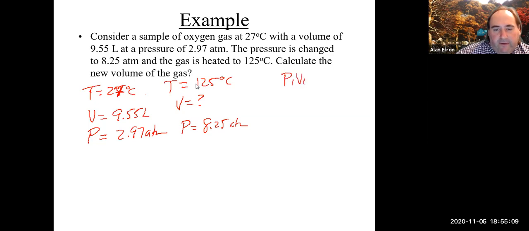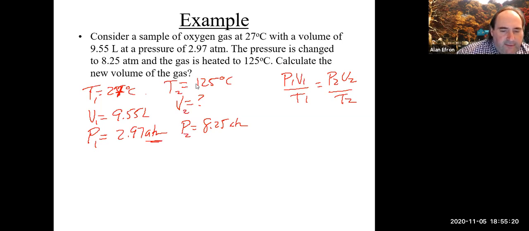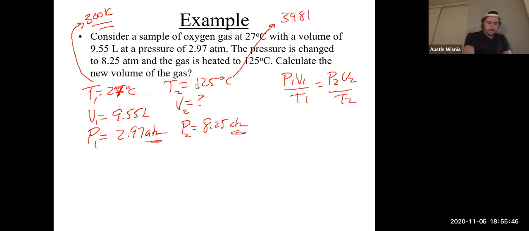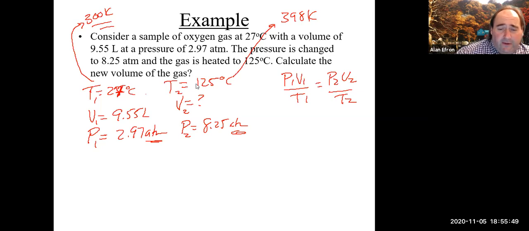Here we can see that we really do have our combined gas law, P1 V1 over T1 equals P2 V2 over T2. You could label all these ones, all these twos. In terms of units, we have atmospheres on both sides, so that's all good. Now we need the right temperature, so let's add 273 to get 300 Kelvin. And our 125, adding the 273, gets us 398, I think. That's what I got. Yep, perfect. 398 Kelvin. In this case, we are solving for V2.